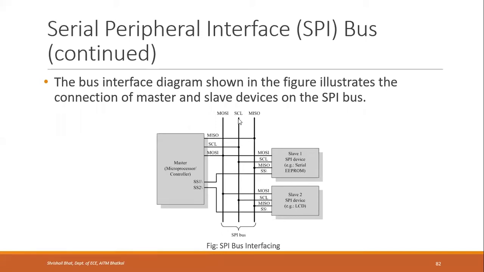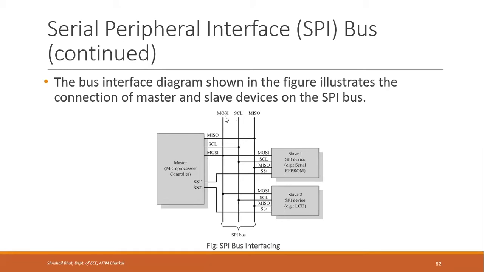So here this serial clock is a common line because it is synchronous. The same clock is given to all the devices, to the master as well as the slaves. You can see from the serial clock there is a connection to the SCL pin of the master, that is the microcontroller or processor. Similarly, the SCL pin of both the slaves. So all these devices will have MISO, SCL and MOSI pins. Then the MOSI pin is connected to the MOSI pin of all the devices. The MISO line is connected to the MISO pins of all the devices.